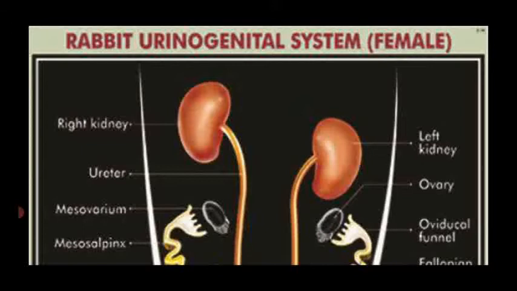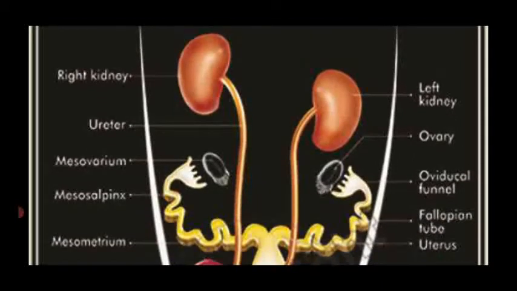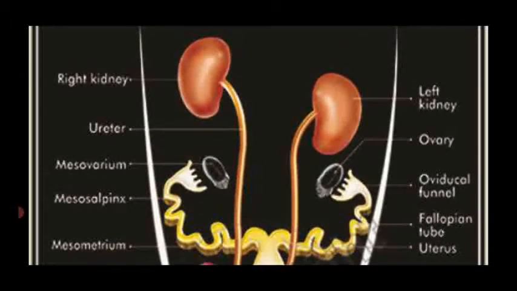Dear students, the urinogenital system consists of the urinary or excretory system and also the genital or reproductive system. Both of them combined together, so it is named the urinogenital system. It consists of two parts. One is the excretory system, which consists of a pair of kidneys, right kidney and left kidney. The right kidney is somewhat higher than the left kidney. The shape of the kidney is bean shaped.